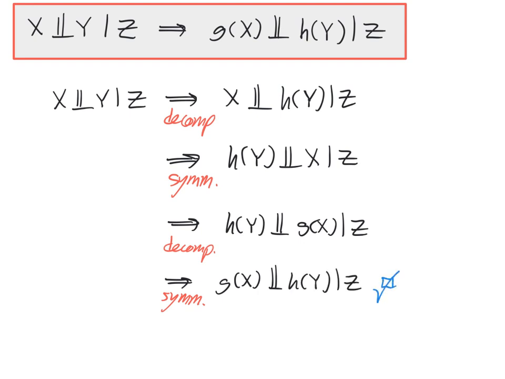So we've shown that if x and y are independent given z, then so are any two functions, g of x and h of y. A familiar property, but very easy to establish directly from the axioms without having to do any kind of hard thinking about the definition of independence, working with any integrals, or anything like that.